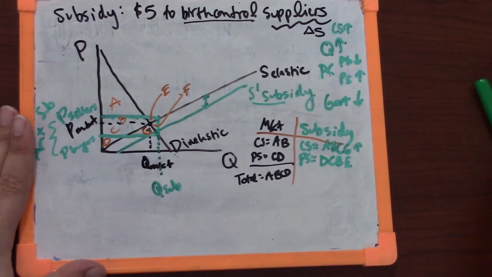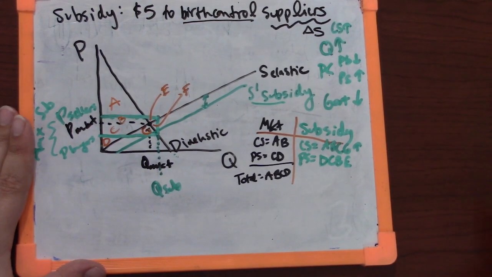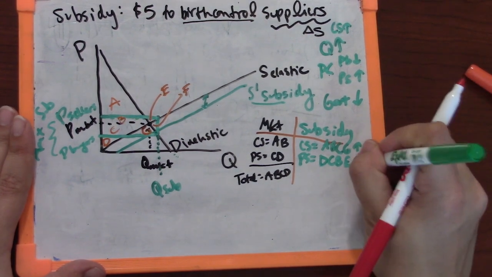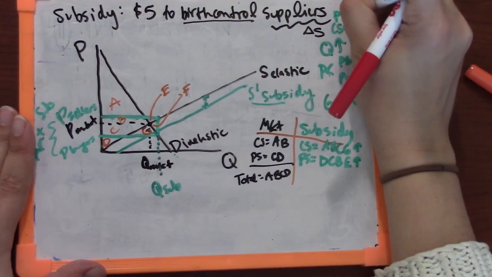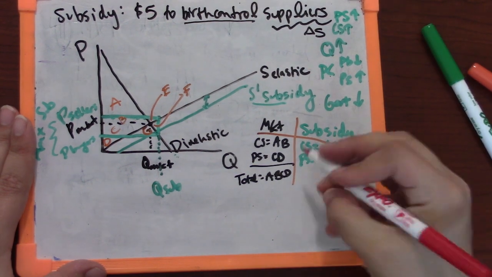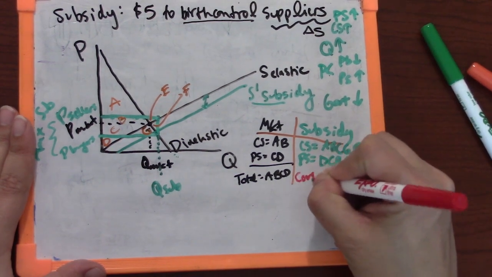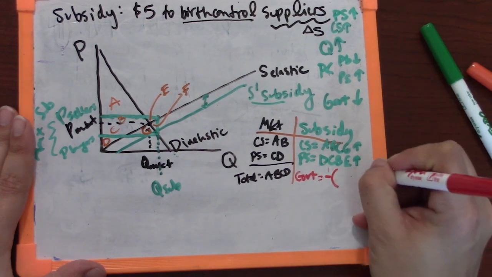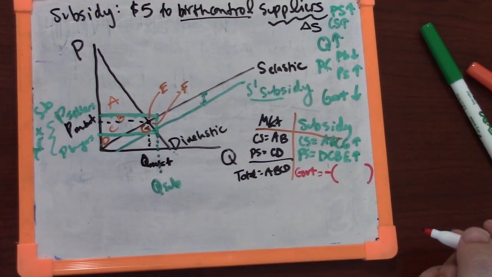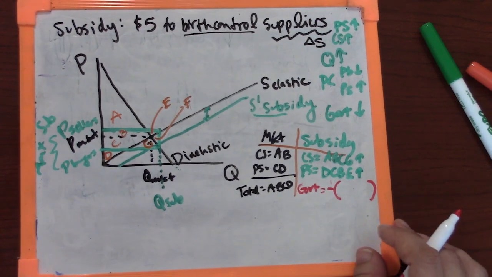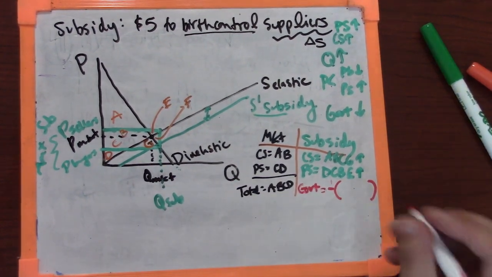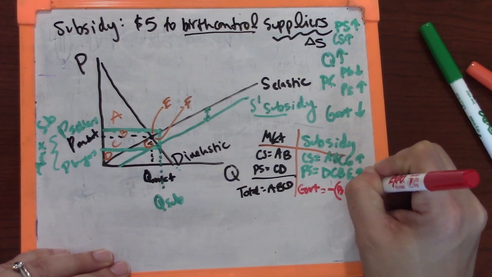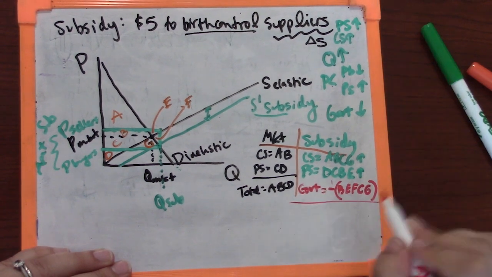But now, the tricky thing about a subsidy is producers are better off, but the government is spending money. And so in the tax, the government was bringing in money, so they contributed to total surplus. Now they're spending money, so we're going to subtract from total surplus. They spend that whole big green rectangle. So that is B, E, F, C, and G.